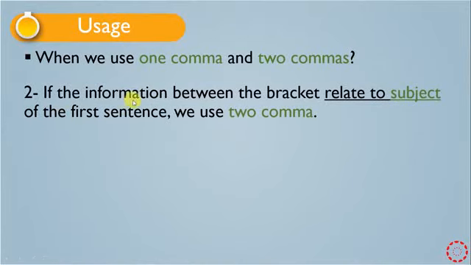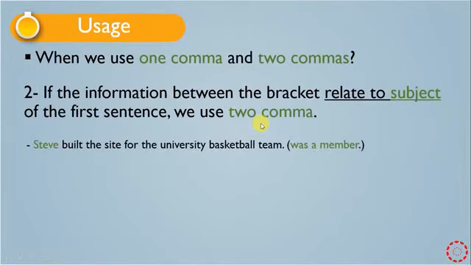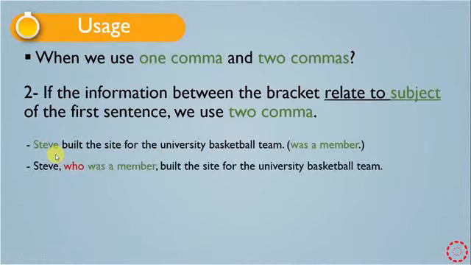The second case: if the information between the commas is related to the subject of the first sentence, we use 2 commas. Look at this example. Steve, who was a member, built the site for the university basketball team. Was a member is extra information related to the subject of the first sentence, which is Steve. That's why we use 2 commas here. Steve is a person, so we say who, and before who we have a comma. Steve, comma, who was a member. That's why we add it between 2 commas. And then we have the rest of the sentence: built the site for the university basketball team.